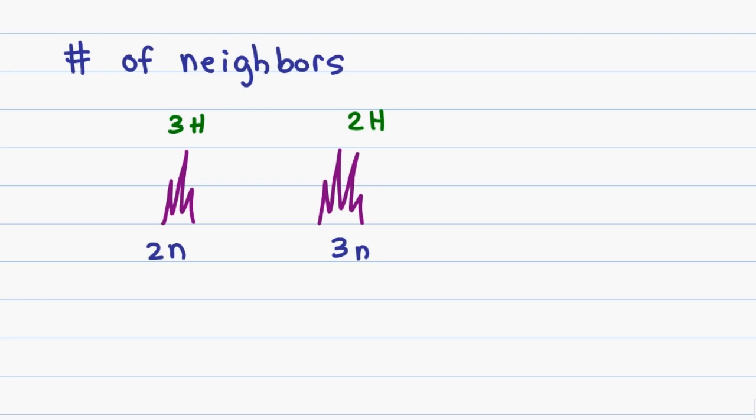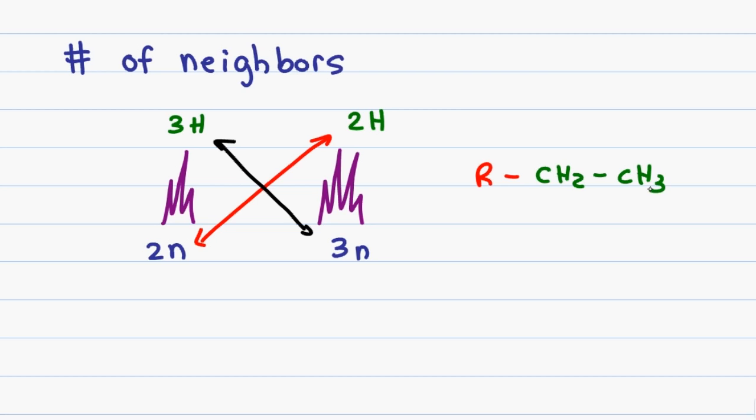Using this information together, I can say that if the peak on the left has 2 neighbors and the peak on the right is 2 hydrogens, then the 2 neighbors are the 2 hydrogens, and the same applies for the 3 hydrogens on the left that are the 3 neighbors to the group on the right. And that means that these 2 groups are likely connected in a way that gives me the rest of the molecule bound to a CH2 bound to a CH3.